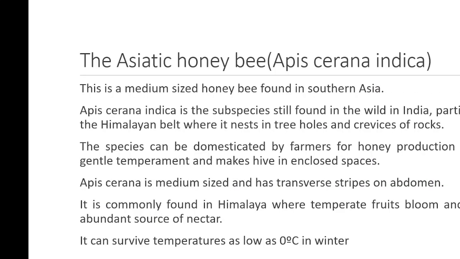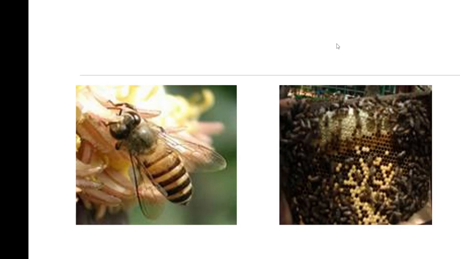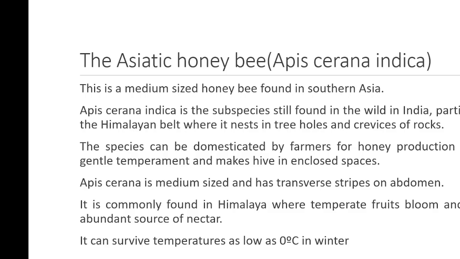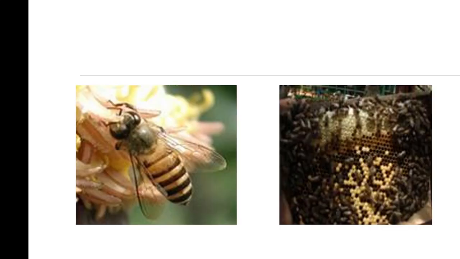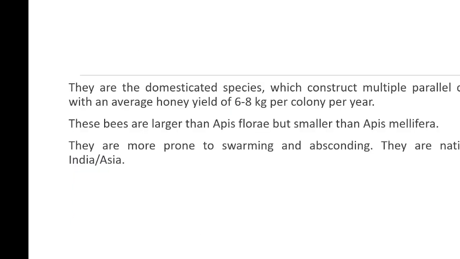Then we have the Asiatic honeybee. Asiatic honeybee is a medium-sized honeybee. I will show you the picture here. This is the Asiatic honeybee, scientifically known as Apis cerana indica. They are also known as Indian honeybee or Asiatic honeybee. It is a subspecies still found wild in India, particularly in the Himalayan belt, and they usually make their nest in tree holes and crevices in the rocks. That is the location of the nest in the case of this Asiatic honeybee.